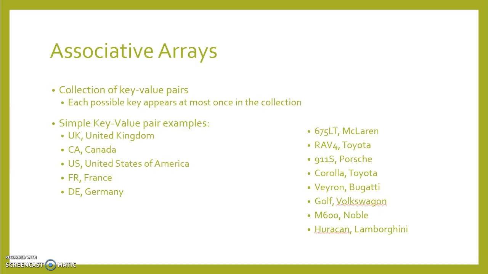Now, what are associative arrays? The simplest definition is that they are a collection of key-value pairs. Now, what does that mean? So I've got a couple of simple examples of key-value pair lists. The first one is simply a representation of a country code and the full country name in that list. The second one is different cars and the associated manufacturer of those vehicles.